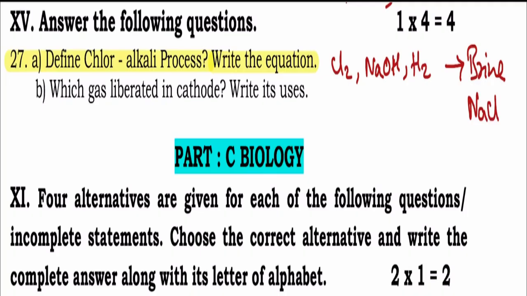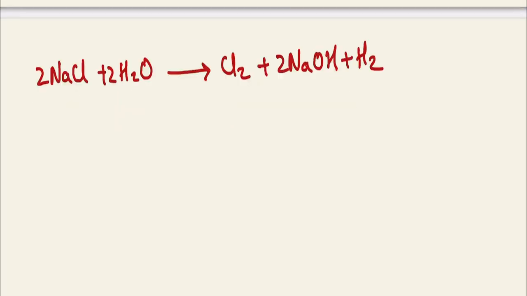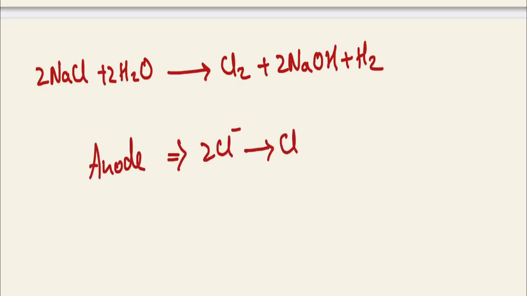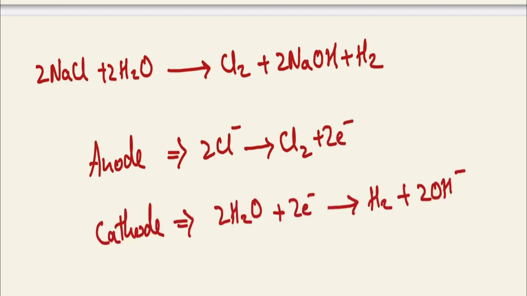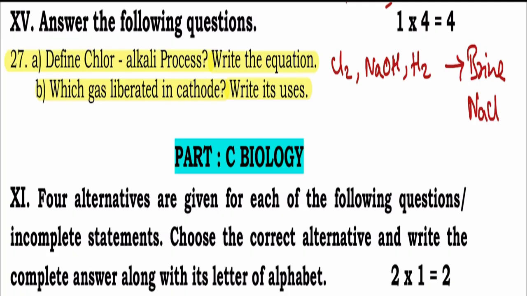Next question is, which gas is liberated at cathode? Write its uses. The reaction which takes place at anode is 2Cl- gives rise to Cl2 plus 2 electrons. See, at anode chlorine gas is released. At cathode hydrogen gas and hydroxide ions are released. Uses: hydrogen is used in the Haber's process and it is a key component in fertilizers, hydrogenation, and it can also be used in fuel cells.